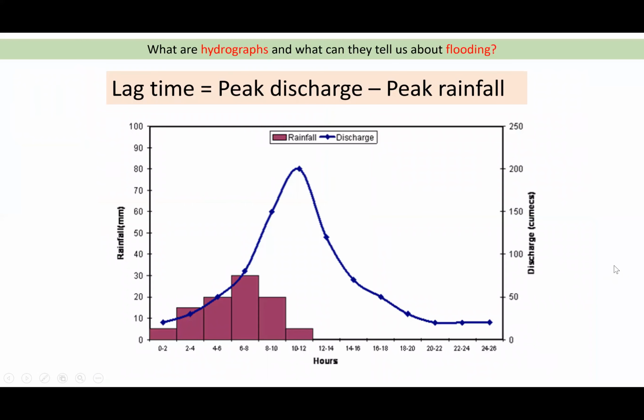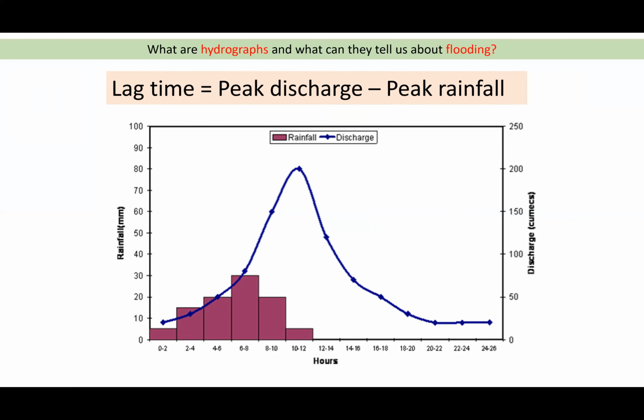Now, we also need to know how to calculate the lag time. Remember, the lag time is the difference between the peak discharge and the peak rainfall. So the highest amount of rainfall is this bar, and the peak discharge is over here. On this graph, however, the axes have changed. We now need to read rainfall over this side and discharge over this side. They can swap which axis shows which variable.